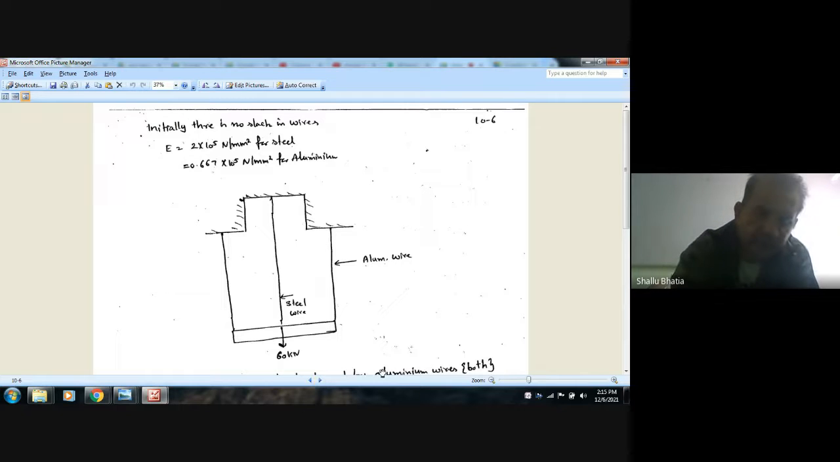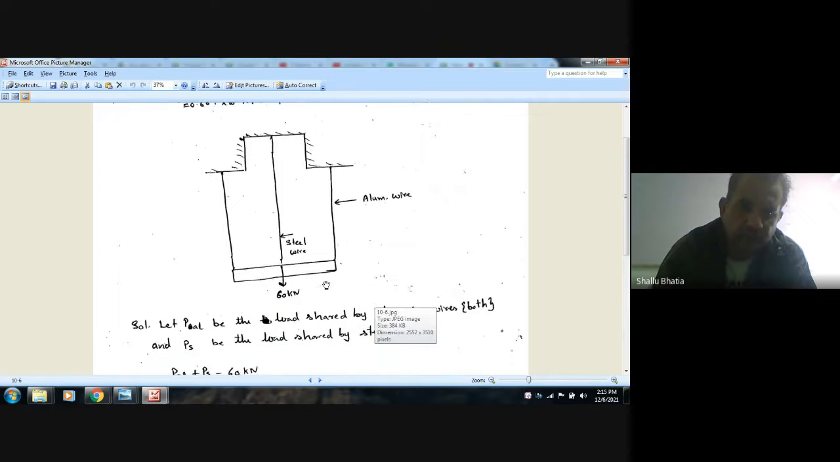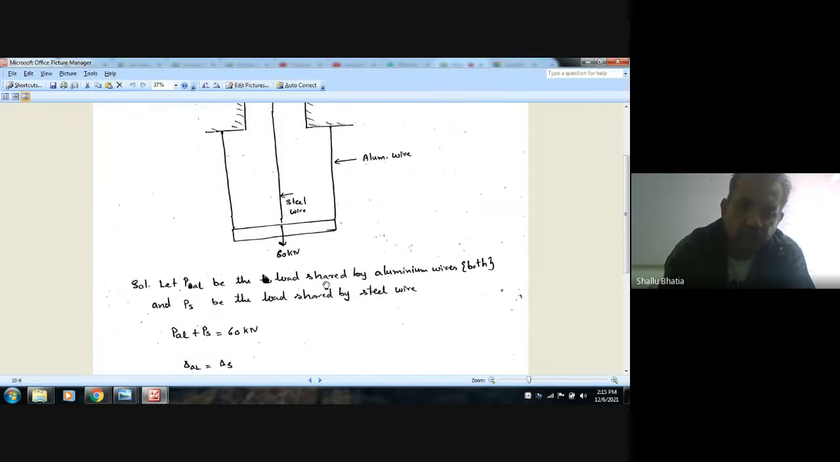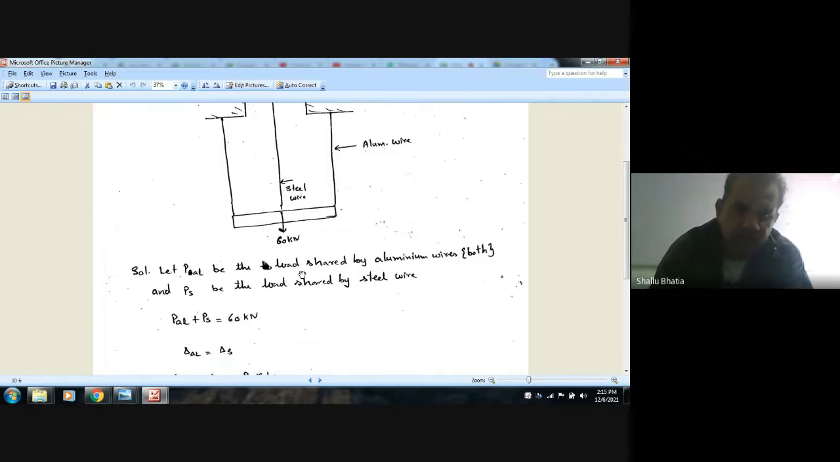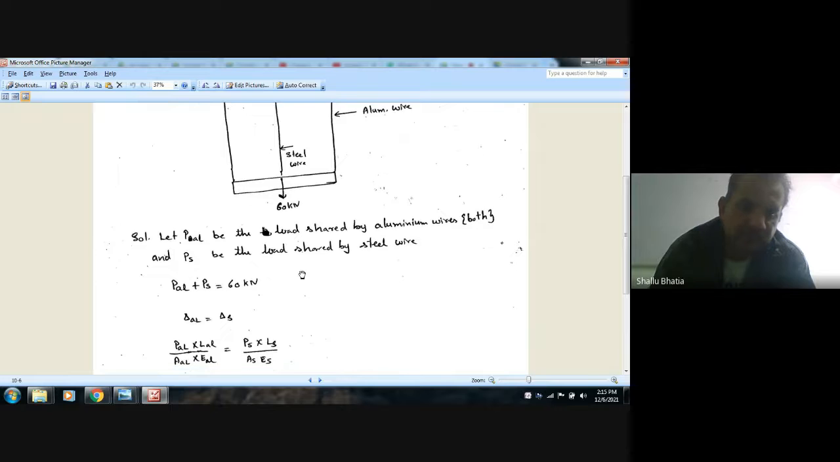So this is the steel wire. These are the aluminum wires. The load will be shared by these aluminum wires and the steel wire. If PL is the load shared by the aluminum wires, half will be there for each wire. For each aluminum wire it will be PL by 2, for the other PL by 2. Total is PL. The total load is PL plus PS is equal to 60 kilonewton.